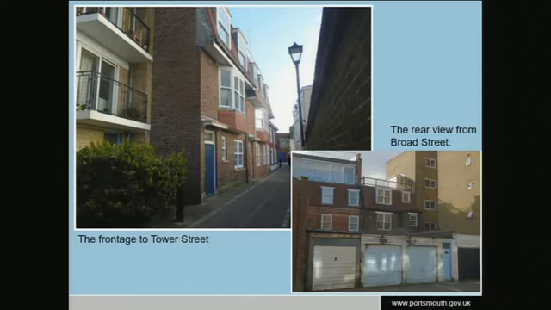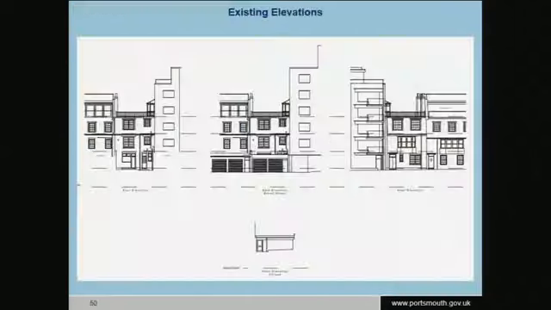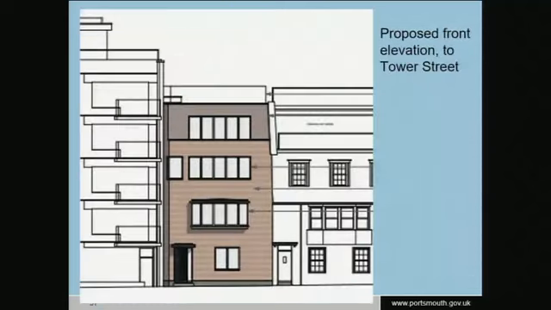It's hard to get photographs because the street is so narrow. The existing images, well, I won't hang around on those. They're a repetition, if you like, of what you've just seen in the photographs. This is the proposal. So the application proposes on the front elevation a new top story.